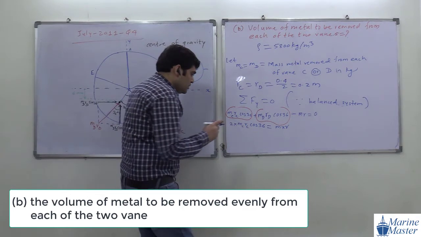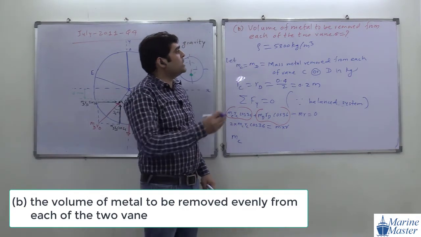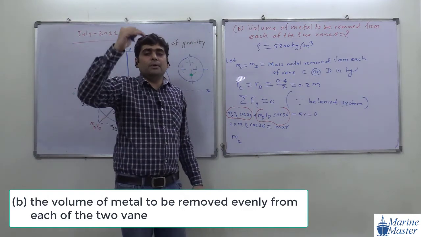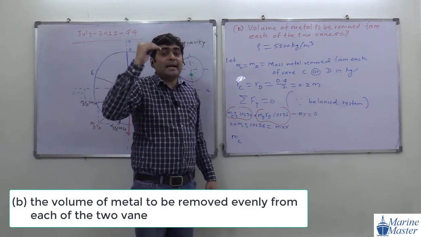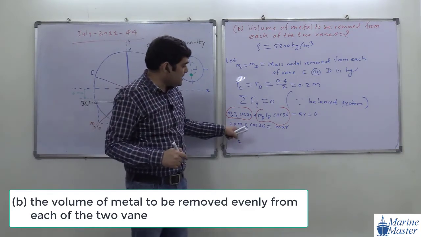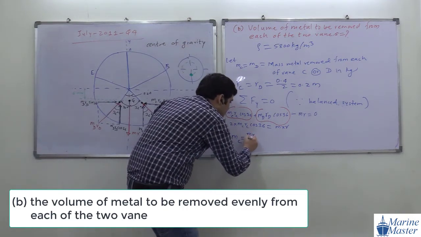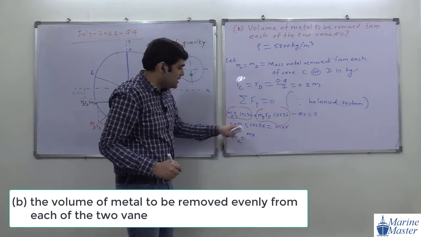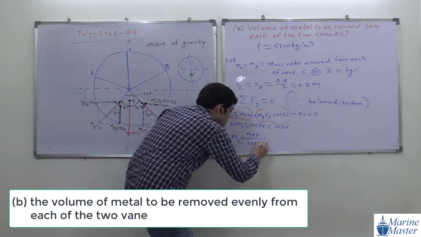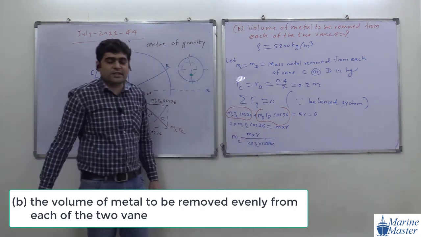Okay, good. Now what is our target? We have to find out the volume of metal removed. How to get volume? If you divide mass by density, we will get volume. So from this expression we will get the mass. Mass of metal removed from each of the veins will be MR divided by 2 times RC into cos 36. Any doubt in this discussion?